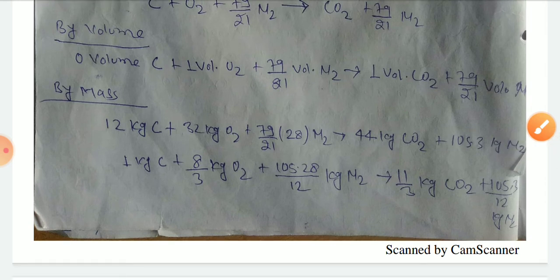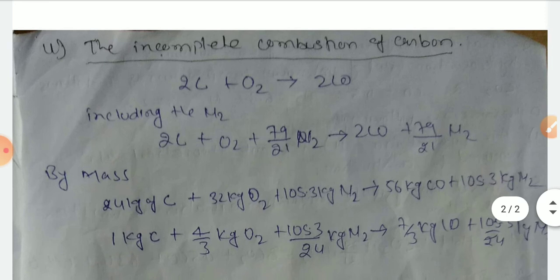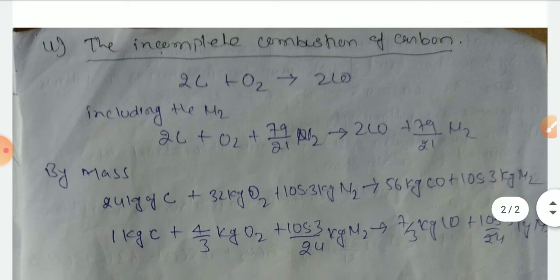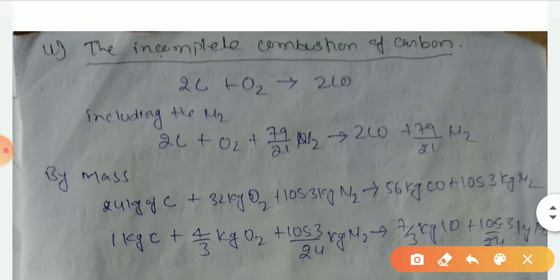Now I am going to solve the incomplete combustion of carbon. Incomplete combustion of carbon occurs when there is an insufficient supply of oxygen to burn the carbon completely to carbon dioxide. So that is for incomplete combustion of carbon.